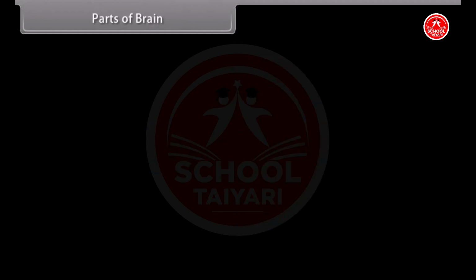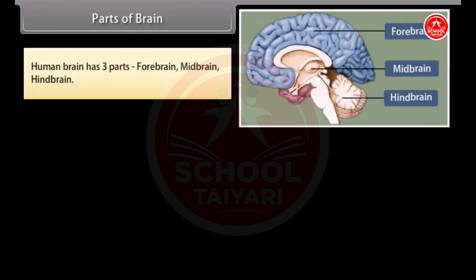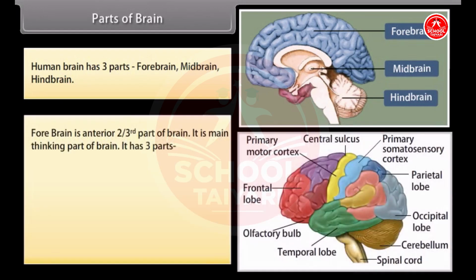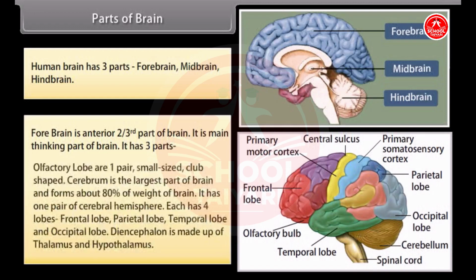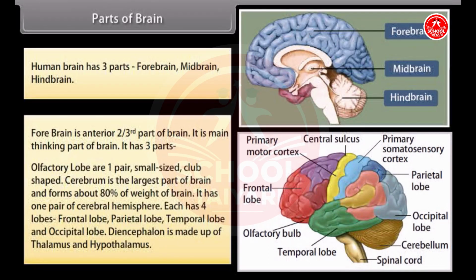Parts of brain. Human brain has three parts: forebrain, midbrain, hindbrain. Forebrain is anterior, 2/3 part of brain. It is main thinking part of brain. It has three parts. Olfactory lobes are one pair, small-sized, club-shaped. Cerebrum is the largest part of brain and forms about 80% of weight of brain. It has one pair of cerebral hemispheres. Each has four lobes: frontal lobe, parietal lobe, temporal lobe, and occipital lobe.